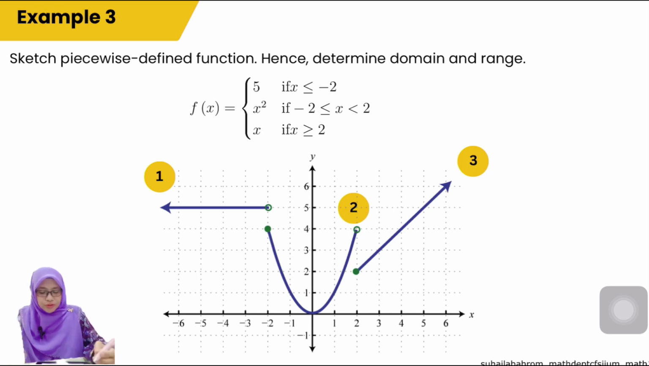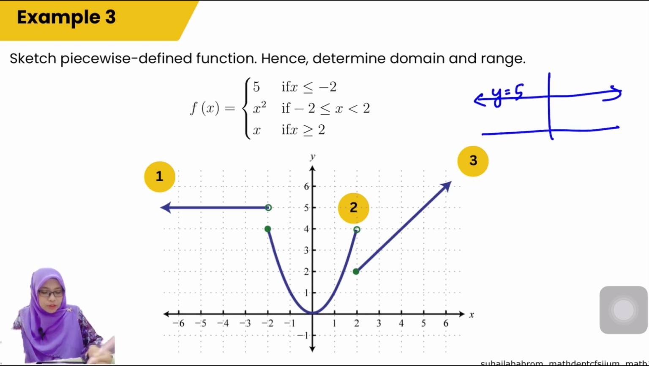So if you try to sketch the graph separately for each function, the constant function is referred to by this line. This is when your y equals 5. But since we don't want values greater than -2, we have to erase this part. We just have to mark the value of -2 here, and this one should be a dot. So that's why you have the graph for the first equation here.